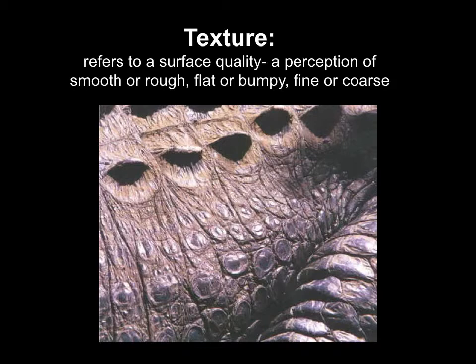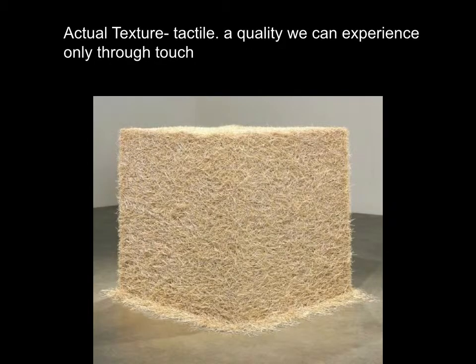The next element of art that we're going to talk about is texture. Texture refers to a surface quality or a perception of smooth, rough, flat, bumpy, fine, or coarse. There are two types of texture. One is actual texture, or the way we experience something through touch.